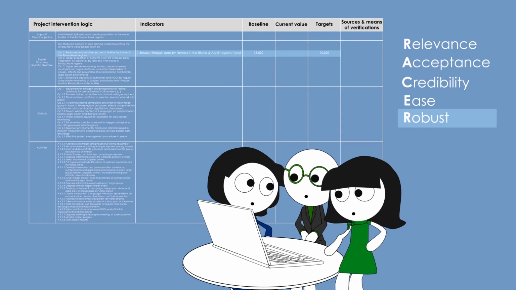How robust would you say our indicator is? Can it be manipulated? Well, first of all, I would say, why would anyone want to manipulate it? The farmers have an interest in reduced use, and in any case, the university is involved in processing the data, which makes it difficult to manipulate. Great! So our first indicator is RACER.